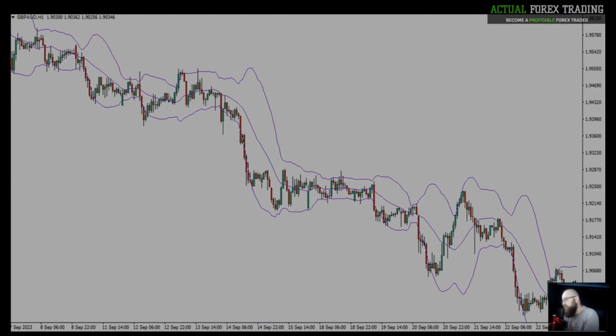So here we go, Bollinger Bands. This is what Bollinger Bands look like. You have a band above price, below price, and then a center band. There's a number of ways these indicators, including this one, can be used to trade Forex or any financial market.